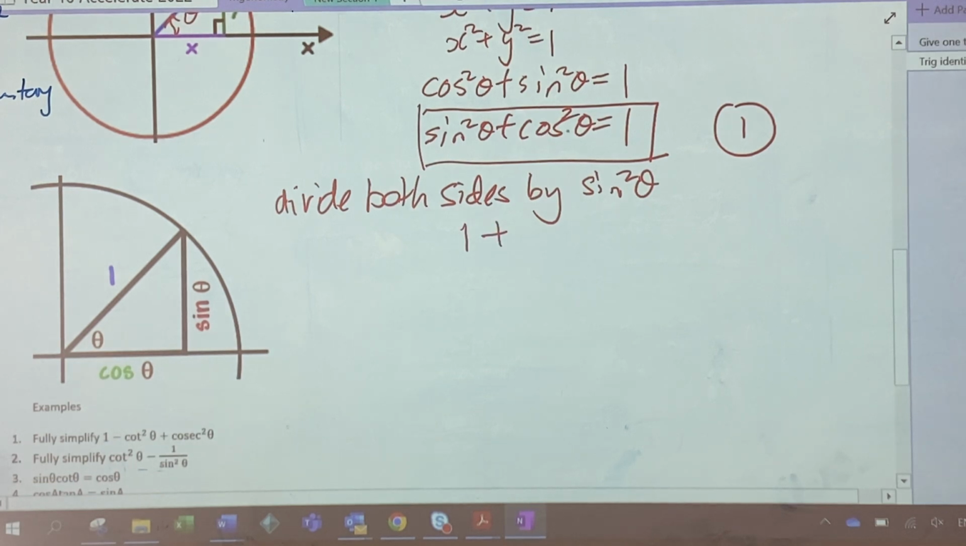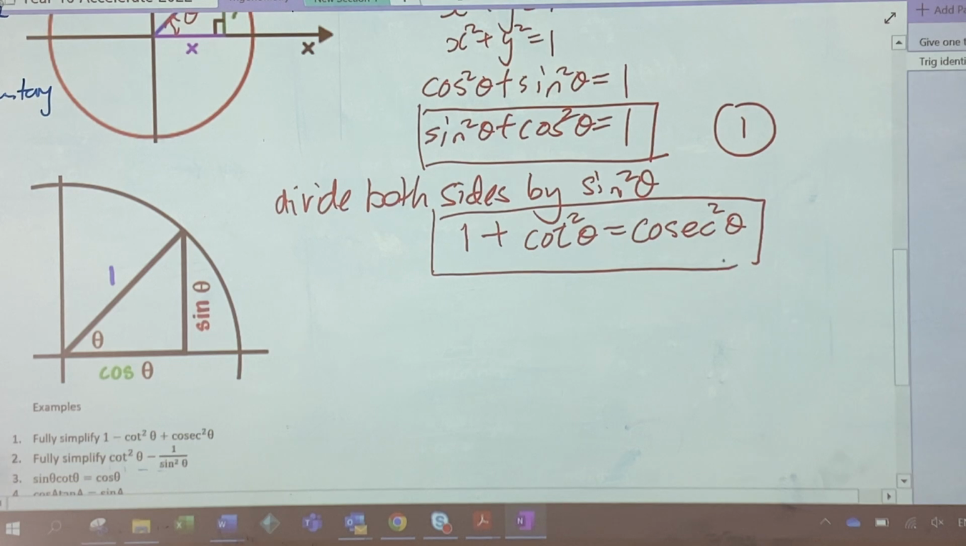Now cos squared theta divided by sine squared theta. What's cos over sine? Cot. So you just have to write down cot squared theta. Now 1 divided by sine is 1 over sine. 1 over sine is cosec. So it's cosec squared theta. Can we write this down in your book now? That's the second important identity.